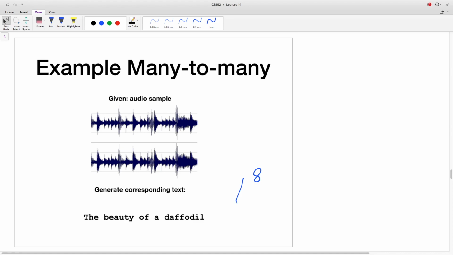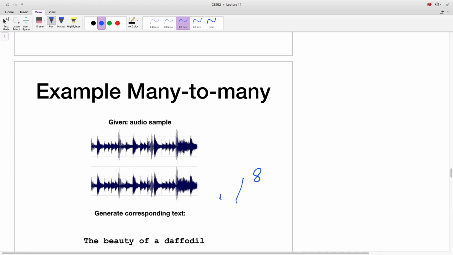And so we want to generate the text, which is, by the way, there is no correspondence between this. This is just a waveform I got on Google Images. Doesn't actually say this, but it could. And I chose a waveform that looked more like speech than like music, let's say. So that's many to many.